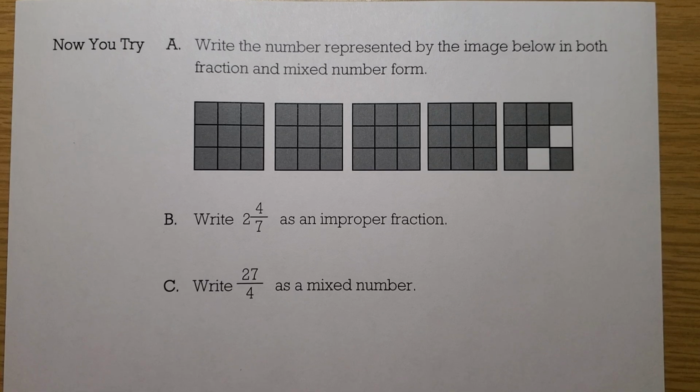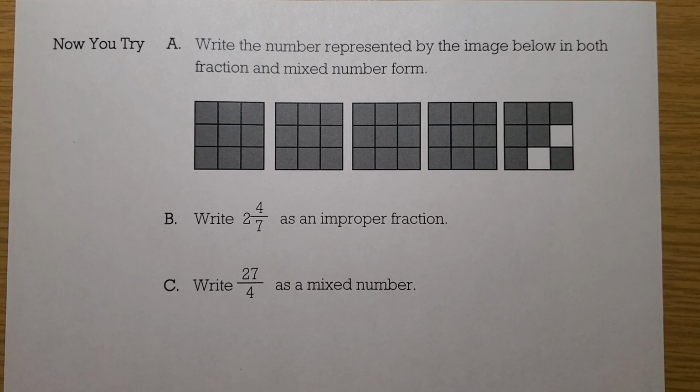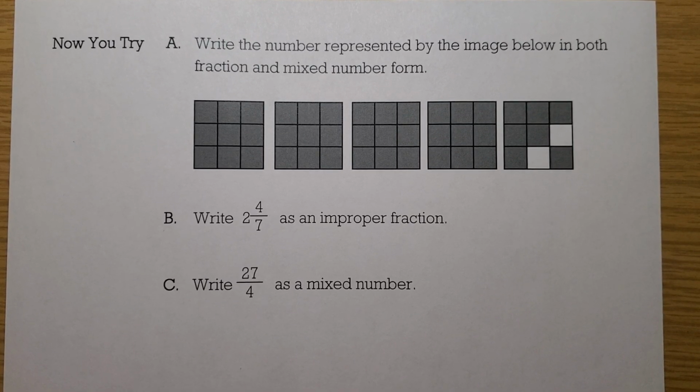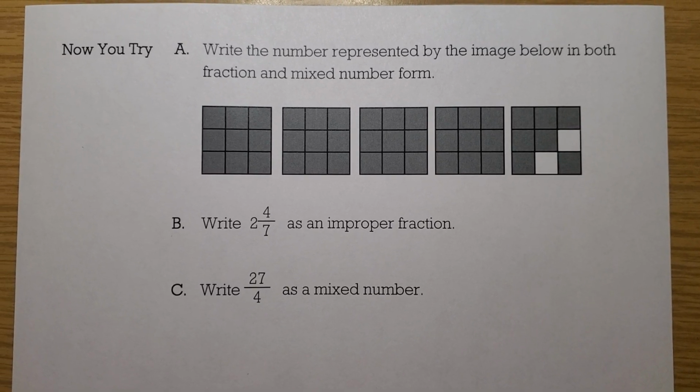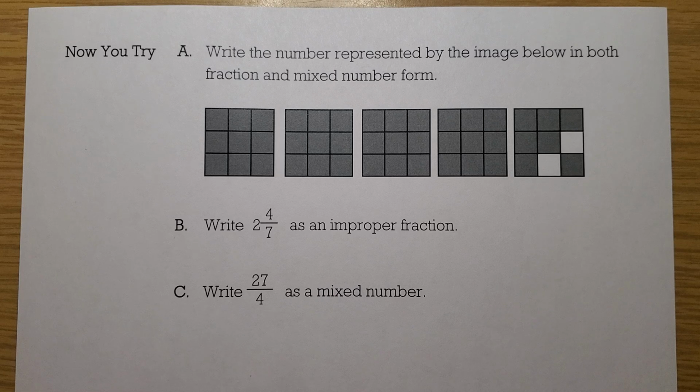Okay, so I've got 3 Now You Try problems for you to try. For the first one, you're going to write that picture both as a mixed number as well as an improper fraction. For part B, you're going to write that mixed number in improper fraction form. And for part C, you're going to write that improper fraction as a mixed number.